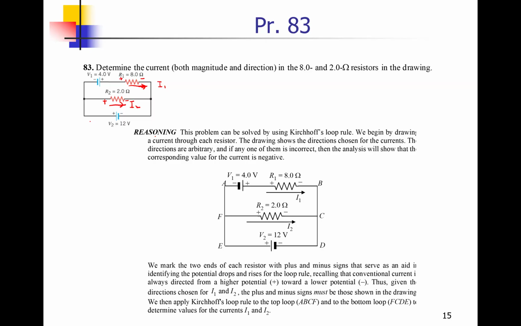We can choose this small loop. Going from negative to positive, we are going to have a potential rise, so that's why it's 12, okay? And then minus I2 times R2 will be equal to 0. So I2 is actually very easy to get because this is 12. Then we are going to take a look at the bigger loop on top.